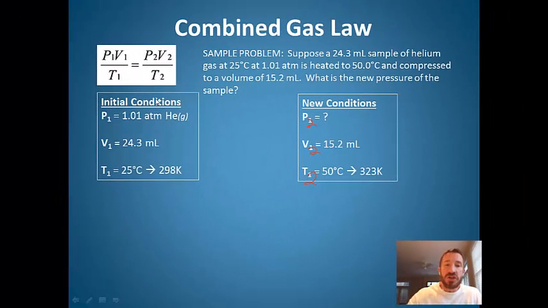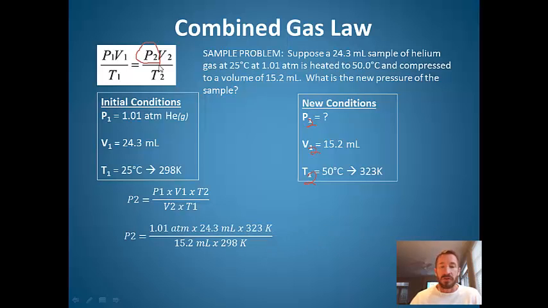So what you could do is manipulate the problem and isolate the P2 from all the other variables and then insert the values, and that's what I did here. I cross multiplied and solved. I found P2 is equal to P1 times V1 times T2 divided by V2 times T1. So with all those values inserted, it would look like this.